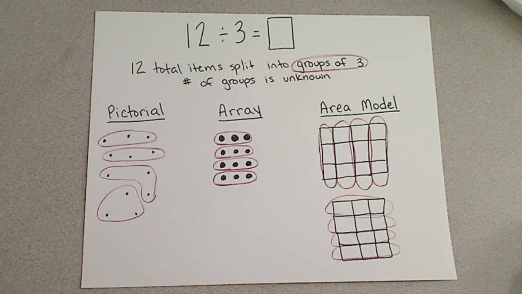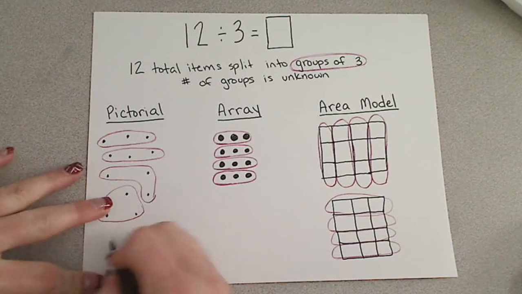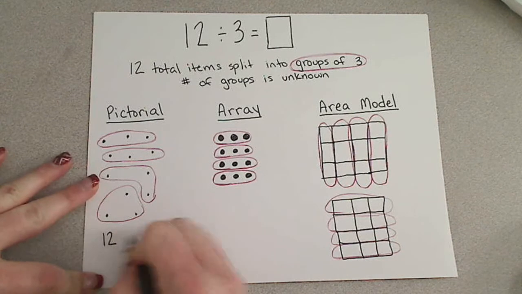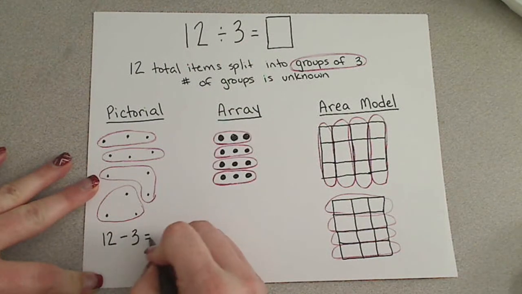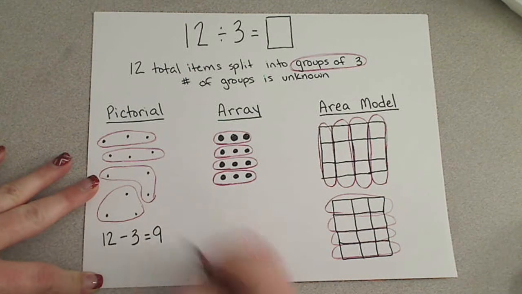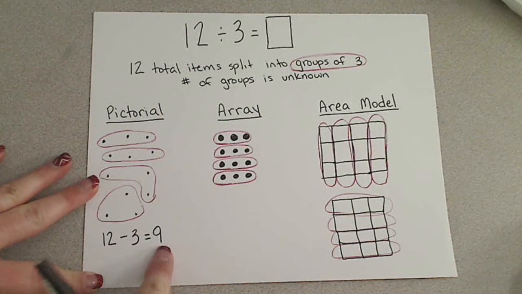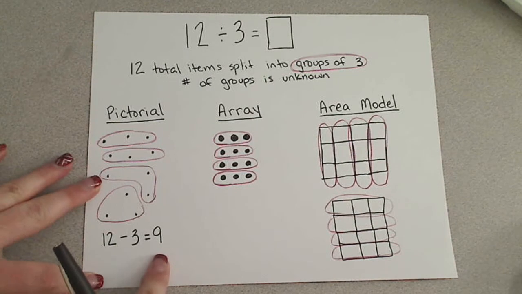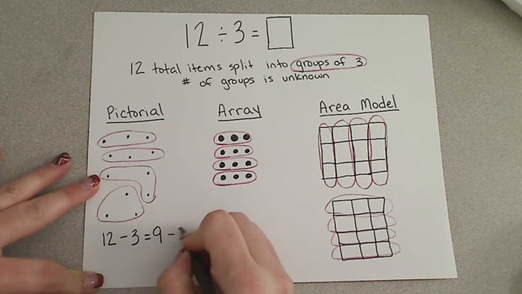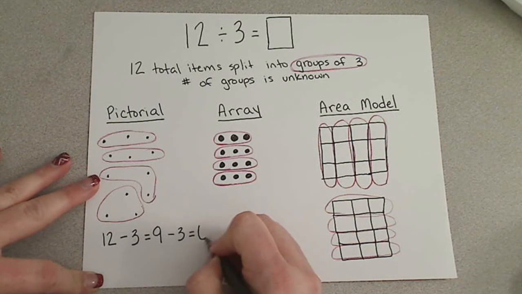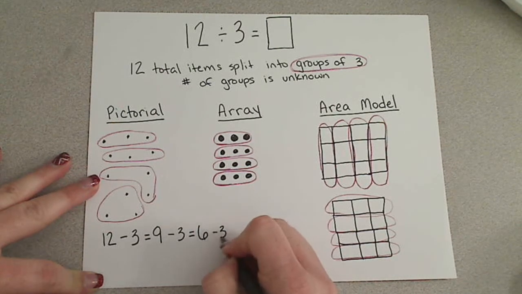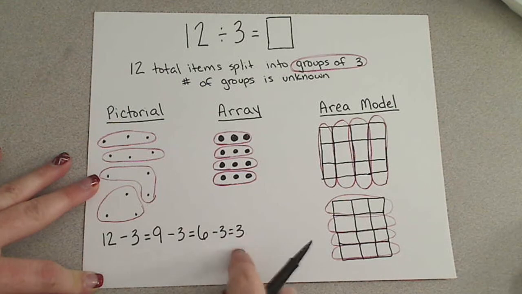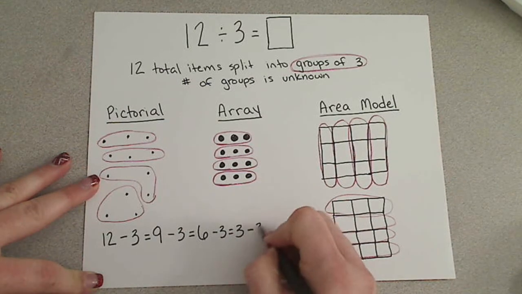Now, the next step is them understanding the repeated subtraction. Now, in this case, they're going to start with that 12, and they're going to subtract 3. Well, we know that 12 minus 3 is 9. But we aren't to 0 yet. You have to keep subtracting until you're to 0. So we're going to take 9 minus 3 again. That will give us 6. We're not to 0 yet. 6 minus 3 is 3. We're not to 0 yet. And then 3 minus 3.